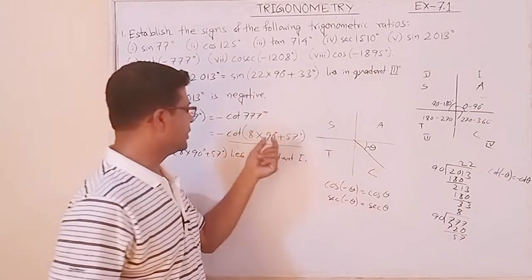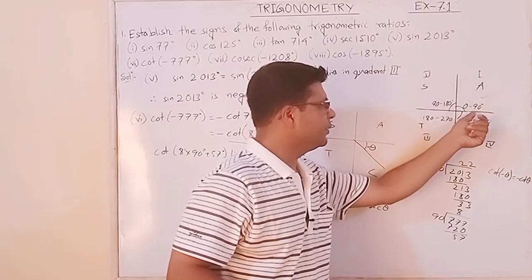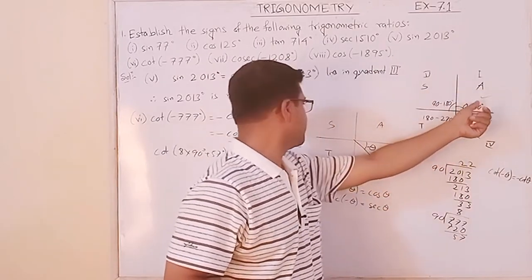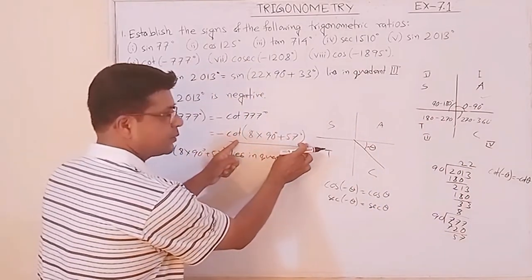This lies in quadrant 1 because this is 8 times, 8 times will be here. This is 4 times, then 8 times plus 57. It will be in quadrant 1. So this much lies in the first quadrant.